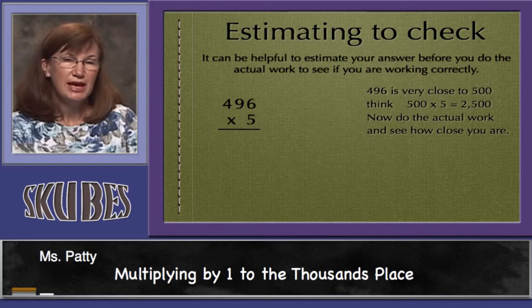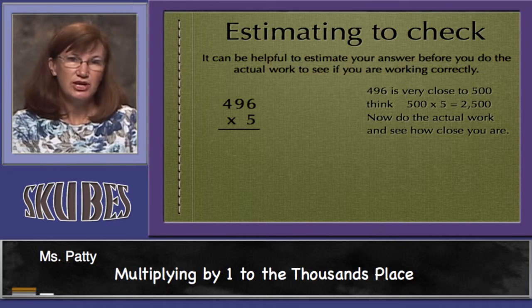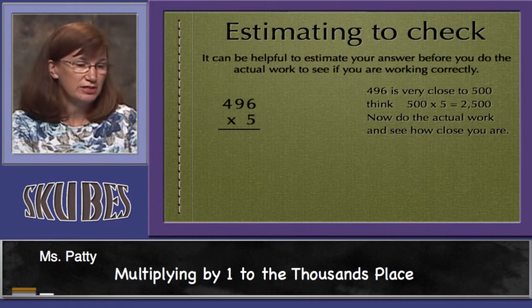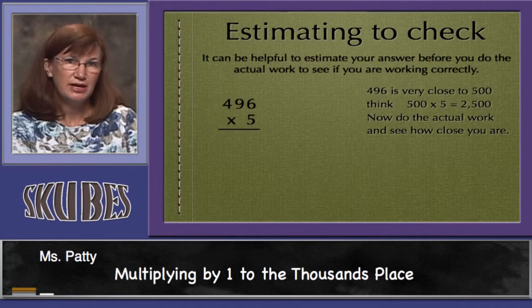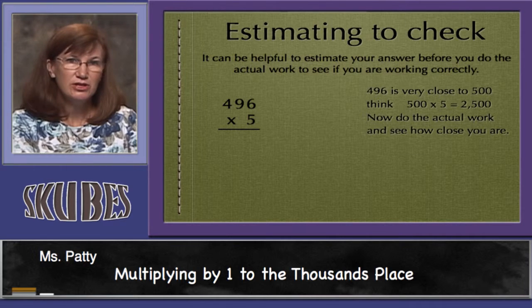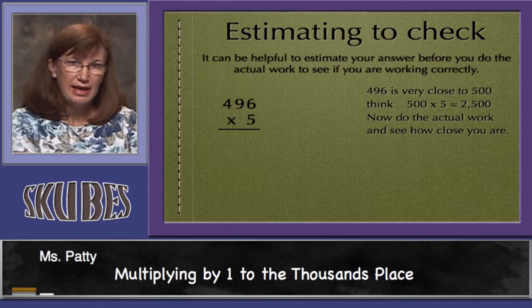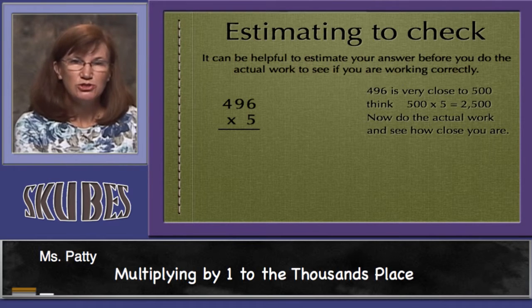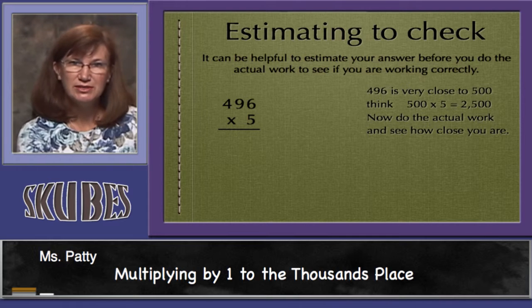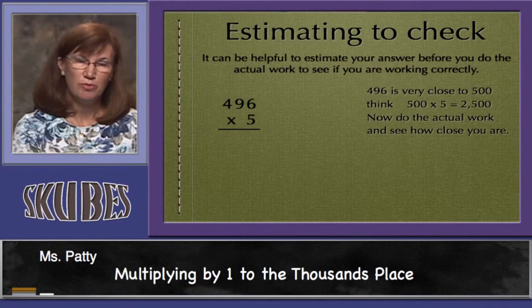Sometimes it helps to estimate before you work to check and see if you're working carefully. So let's take a look at this one. Our problem is 496 times 5. Well, if you think 496 is very close to 500, I can easily multiply 500 times 5. That would be 2,500. So keep that in mind as we work and see how close we get. Whenever you multiply, your answer should make sense, and if it doesn't make sense, you've done something wrong and you need to go back and look.